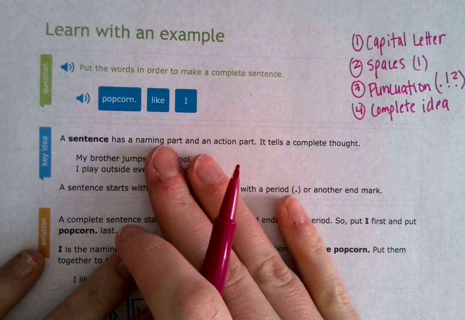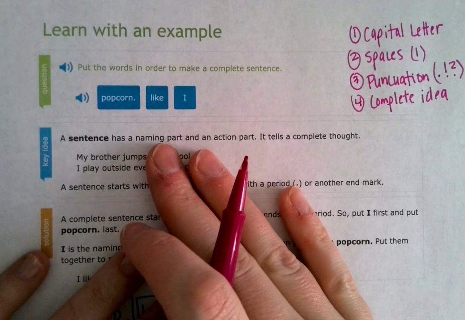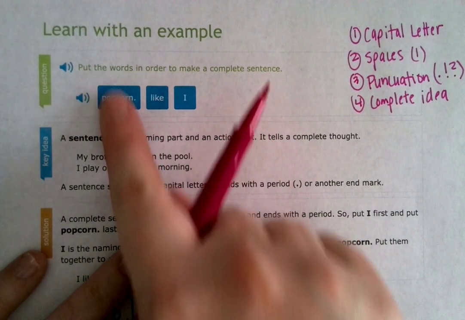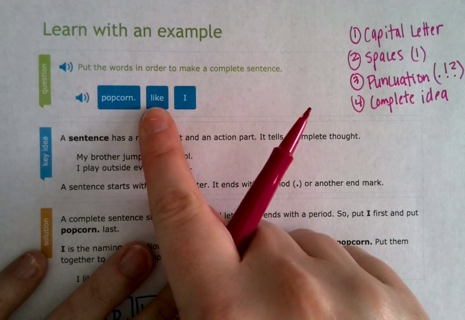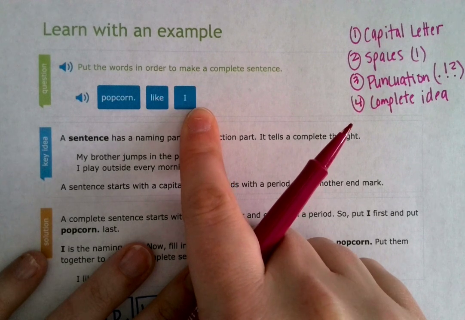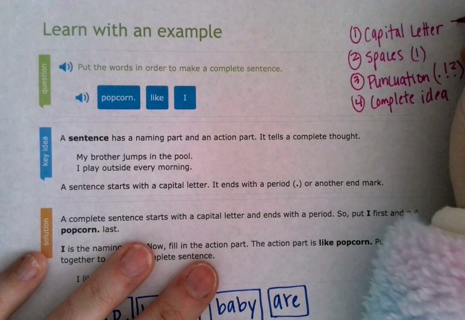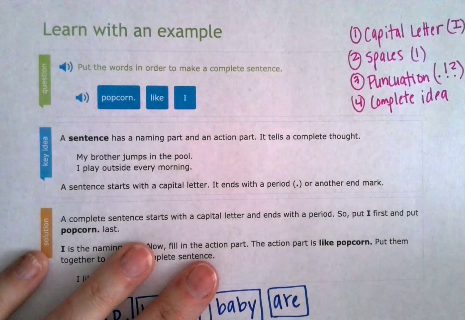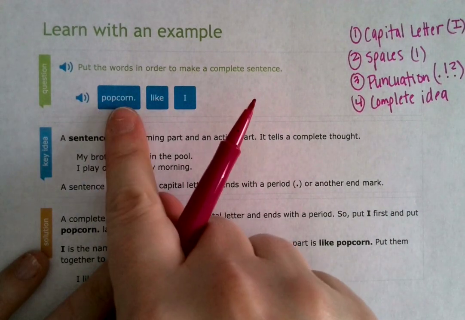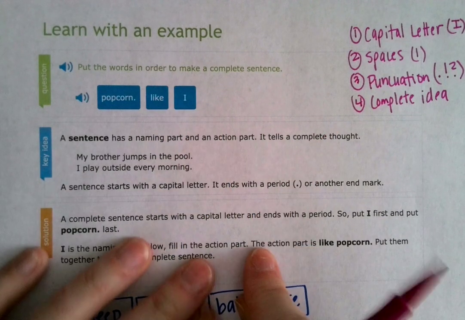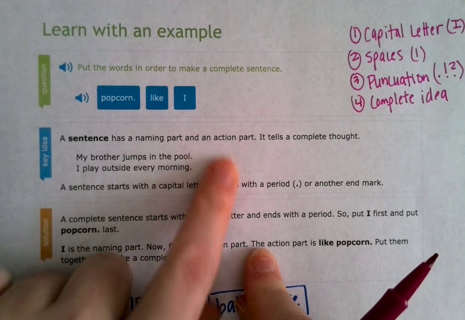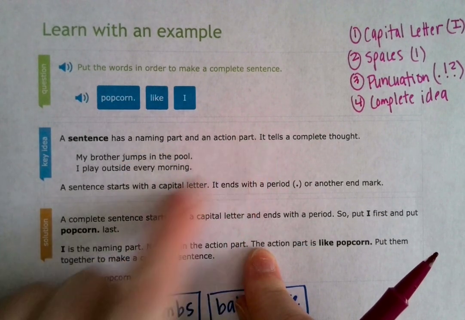So when we are putting words in order to create a sentence, for example, I have the words popcorn, like, and I. This is the other thing. For the capital letter, remember that I is always capitalized. So popcorn, like, I. A sentence has a naming part and an action part. It tells a complete thought.